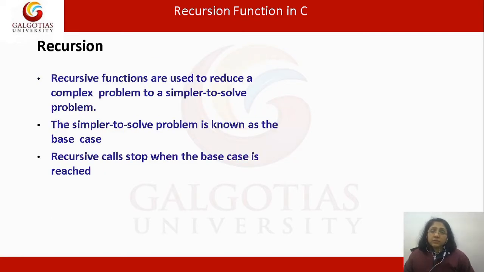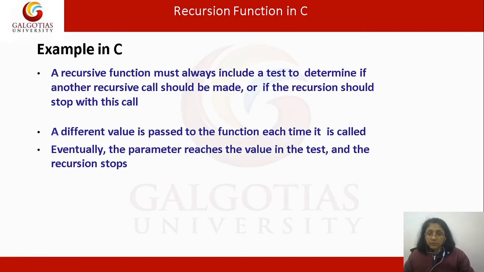Now, recursive functions are used to reduce a complex problem to a simpler solved problem. The simpler problem is known as the base case, which is trivial. The recursive call stops when the base case is reached. A recursive function must always include a test to determine if another recursive call should be made or if the recursion should stop with this call. A different value is passed to the function each time it is called, and the parameter will be smaller in size. Eventually, the parameter reaches the value in the test and the recursion stops.